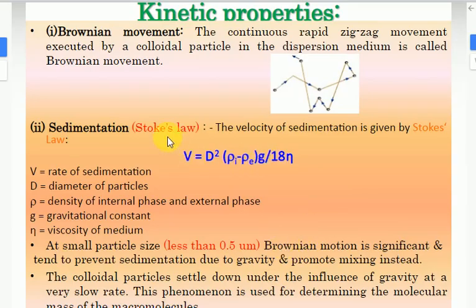Look here, whenever the size of the colloidal particles increases, they try to sediment and form a precipitate. When they form a precipitate, the colloidal properties will be disturbed. That is called flocculation and coagulation. The colloidal particles settle down under the influence of gravity at a very slow rate. This phenomenon is used to determine the molecular mass of the macromolecule. Molecular mass can also be decided by how much time is taken for the colloidal particles to sediment.